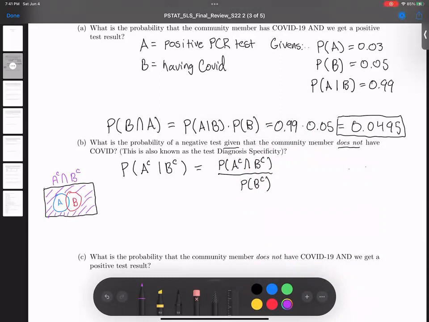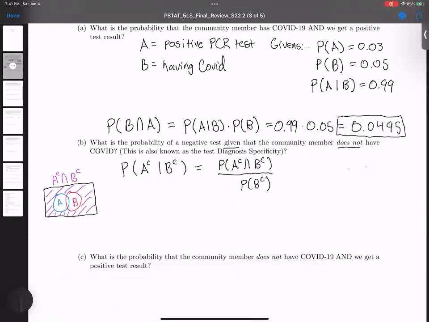So how would we find out what this probability is? We can notice that the interior part of the circles, the peanut shape of the two circles formed together, is the probability of A or B. So the probability of A complement and B complement is going to be 1 minus that peanut shape, which is the probability of A or B. And that's divided by, again, the probability of B complement in the denominator, which is 1 minus the probability of B.